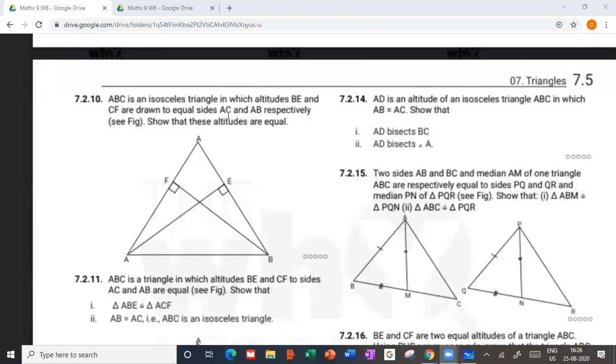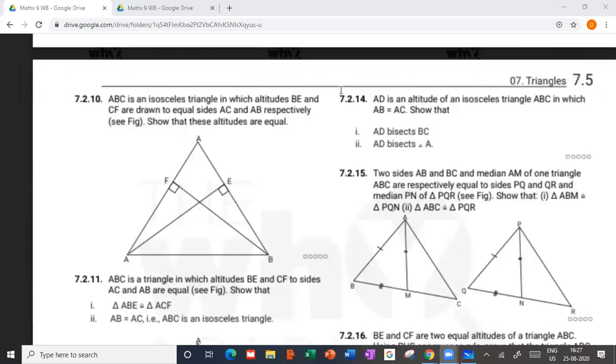Okay, Ritvik, send your working, no problem. So AB and AC are equal, correct? That's what isosceles triangle means. And you need to show that the altitudes are equal. What does altitude mean? You need to show BF and AE are equal. So how will you do that?